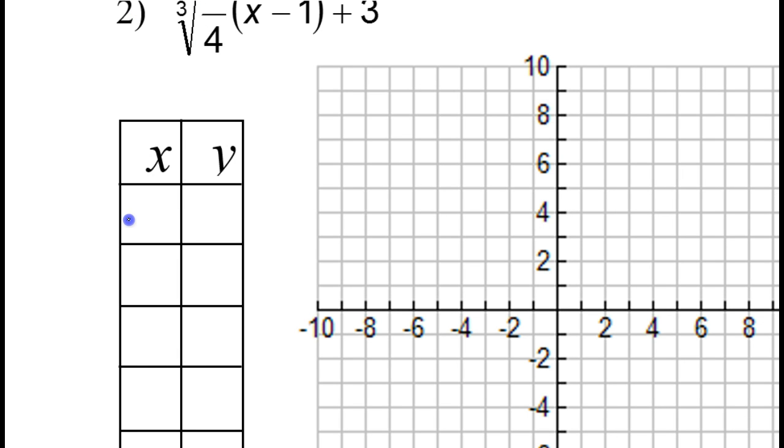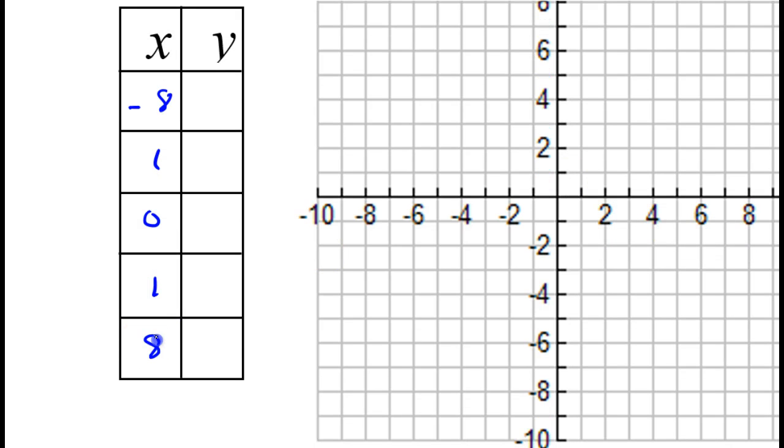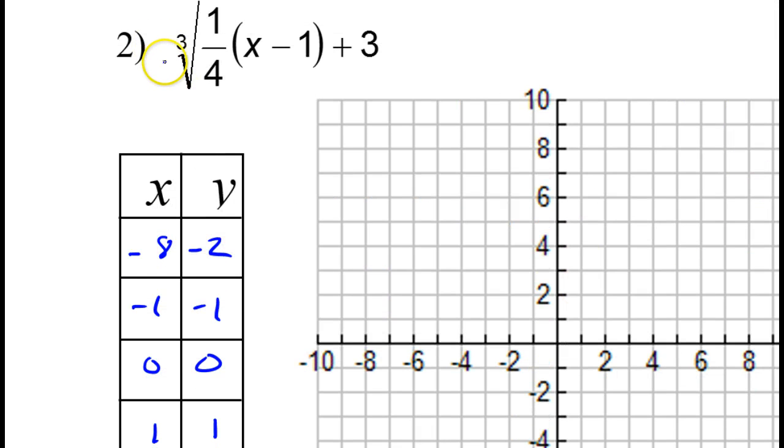So I'm dealing with -8, -1, 0, 1, and 8. And the cube roots of those will be -2, -1, 0, 1, and 2. And again, there's nothing in the front, so I'm not going to need a new y column. But because of this 1/4 on the inside, I'm going to need a new x column.